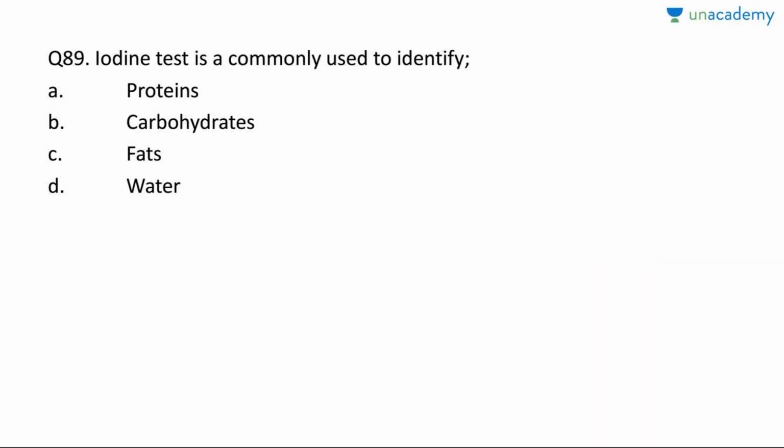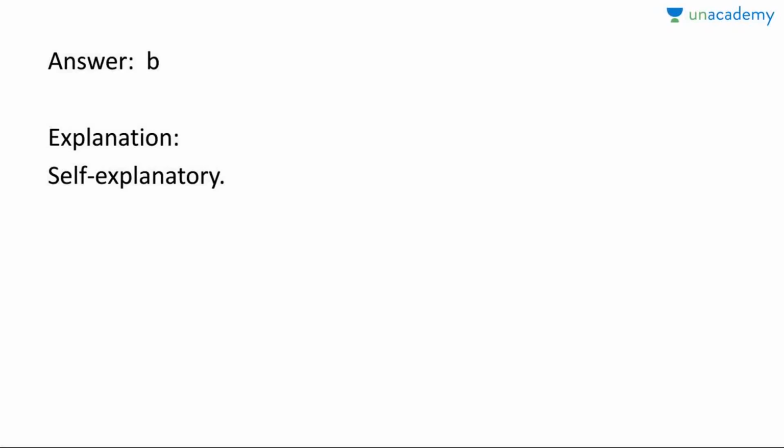Question number 89. Iodine test is a commonly used test to identify. So it is very commonly used for starch. So starch is a carbohydrate. So the answer here is B. Okay. So the iodine test is a very commonly used test to identify carbohydrates. Okay. So you might have done it in the laboratory. The color turns violet.